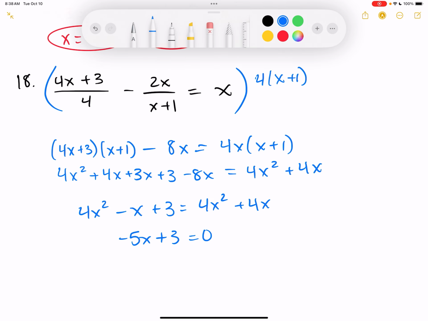And then ultimately I'm trying to get x by itself. So subtract 3. So negative 5x is equal to negative 3. Then divide by negative 5, so x is equal to 3 over 5.